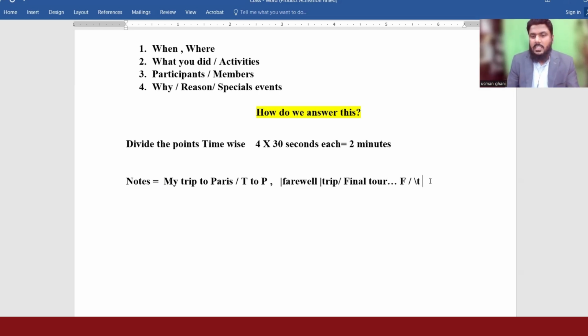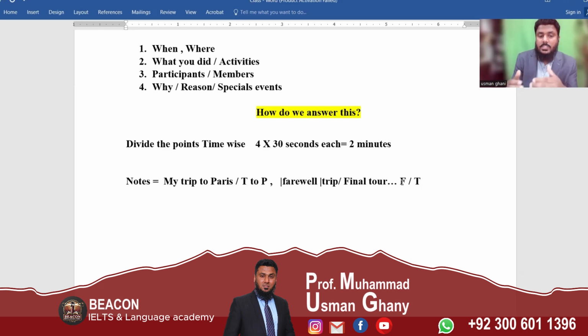It never means that these notes are being read by the examiner. This is something for yourself, just to assist you while speaking. When you're speaking, you just have to look at these notes in order to assist yourself.